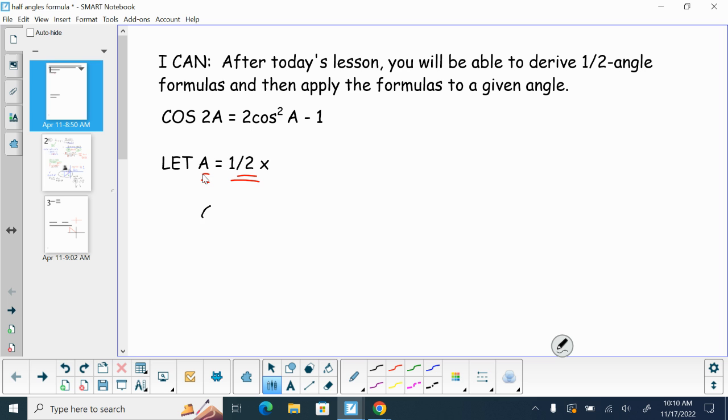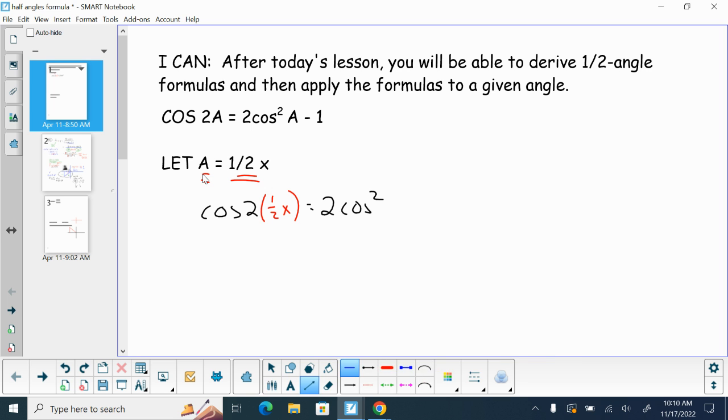So wherever I see an a in here, I'm going to put a 1/2 x in. So we have the cosine of 2 times 1/2 x, half of an angle, I'm multiplying by a half, is equal to 2 cosine squared of 1/2 x.